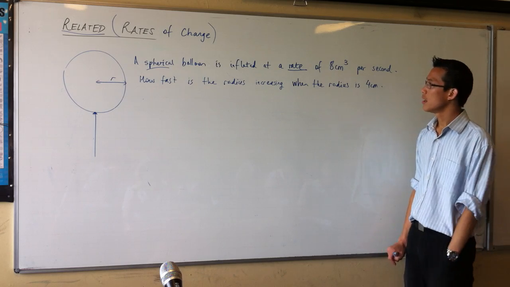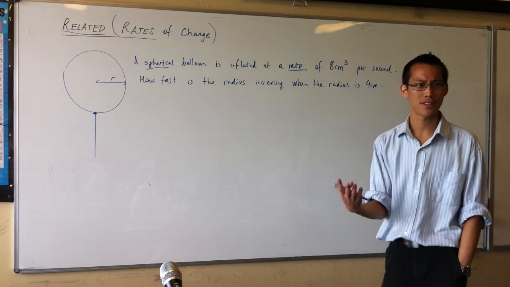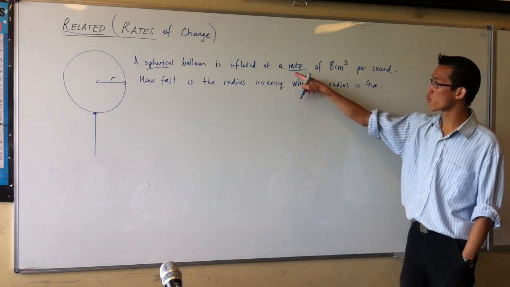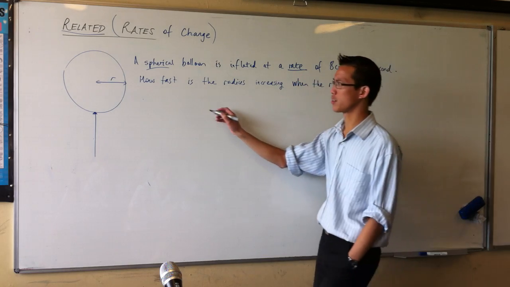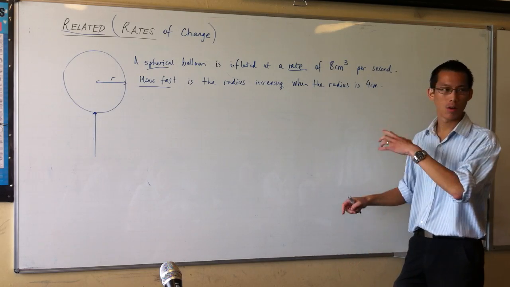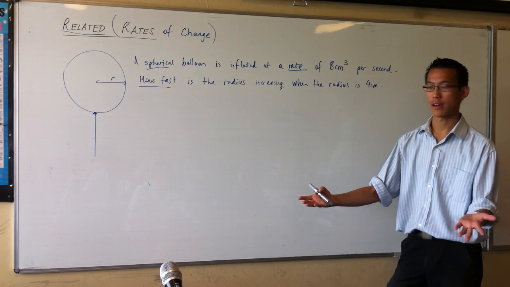How do you approach it? As with so much in maths, the first question is one of translation. So I have a rate up here, and I'm going to have a rate over here. That's the question. So what information do I have and what am I trying to get?